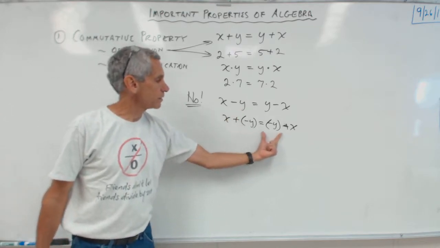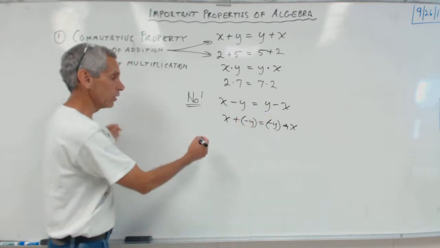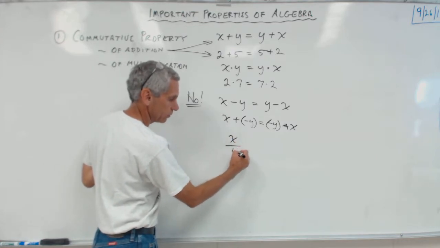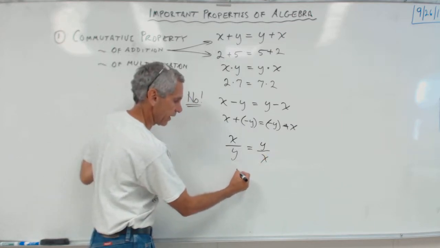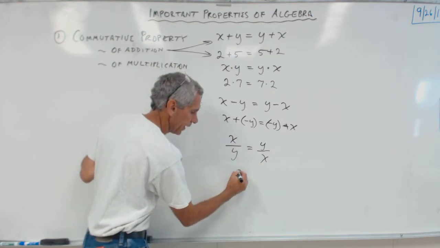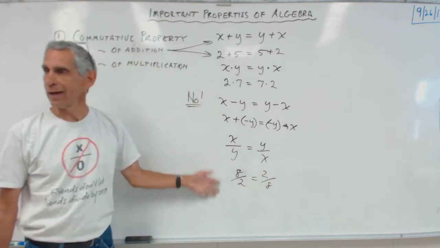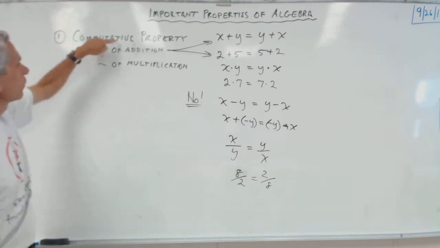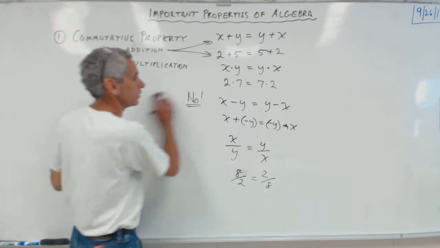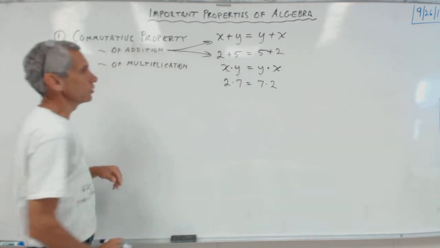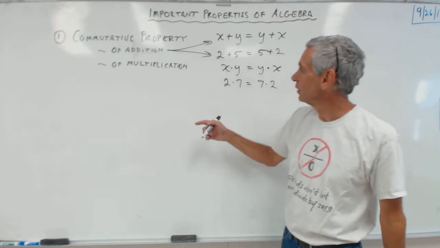But if I don't turn it into an addition thing, then this cannot work for the commutative property. Nor could division. If I said x divided by y is equal to y divided by x, is that true? No. Let's use a number that works. 8 divided by 2, does that equal 2 divided by 8? No, totally not. So the commutative property does not work for subtraction or division. It only works for addition and multiplication. But you will use it all the time when you're solving equations, and as we move into those, I'll try to identify them in the next few days.